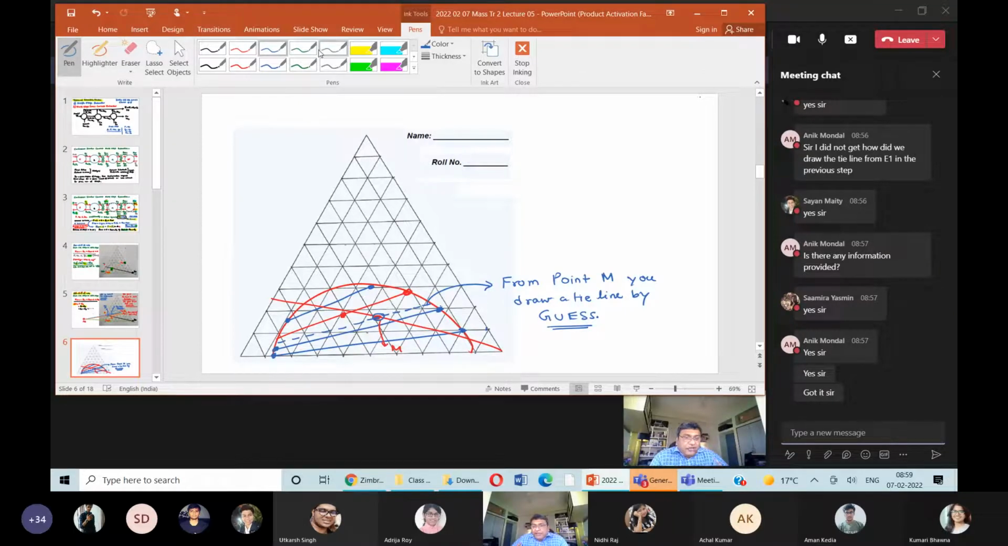So if you can draw that by guess, now your problem has changed: you have a point over here, E1. Any point on the dome will have a matching equilibrium composition. Just because 4 tie lines are given does not mean the system has only 4 tie lines. There will be a tie line which has one of its extremities at E1. So how do you draw it? You draw a tie line again by guess. Clear, Onik?